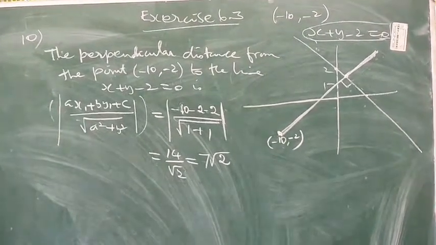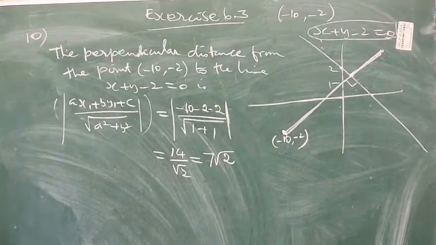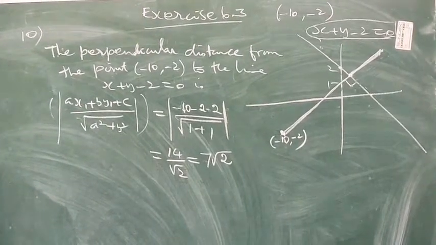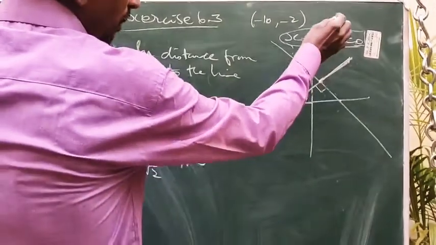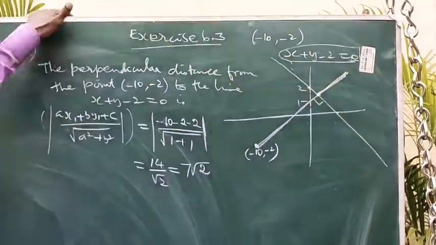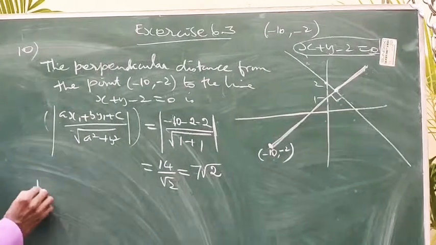Okay, the second question, our aim is to find the foot of the perpendicular. So I think it is the meeting point of this straight line and the required straight line. We can find it easily.